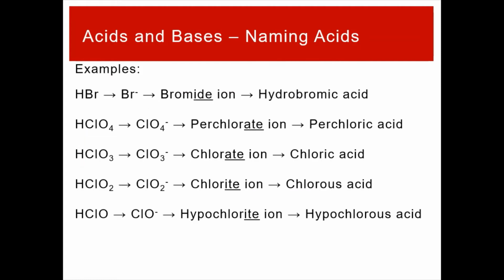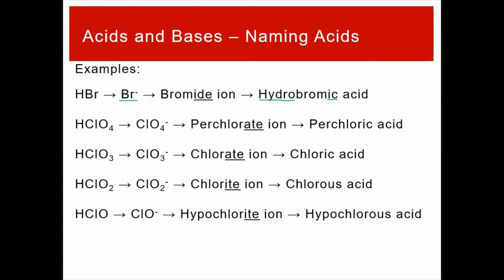So if we had, for example, HBr, if we took out H plus, we'd be left with Br minus, which we'd call bromide. So the ide we turn into ic, we take off the ide and turn it into ic, and then we add hydro out front. So hydrobromic acid. Whenever we have ide, we change the ending to ic, and we put something on the front.